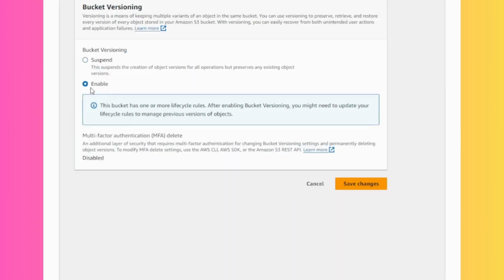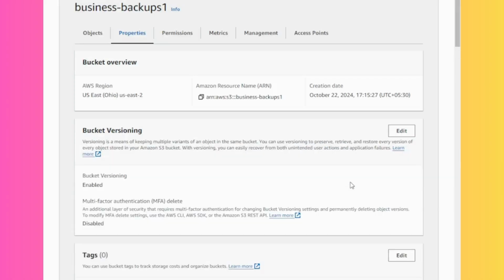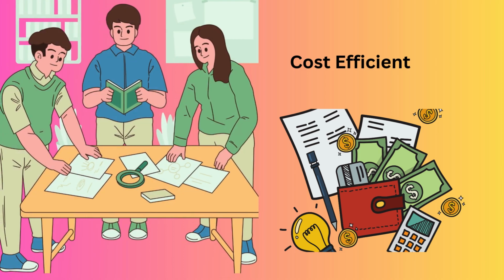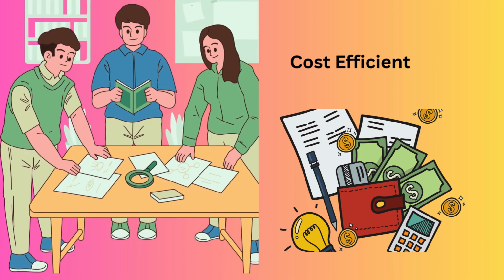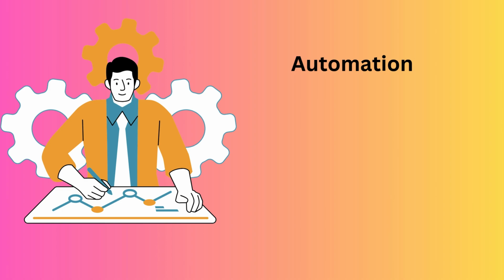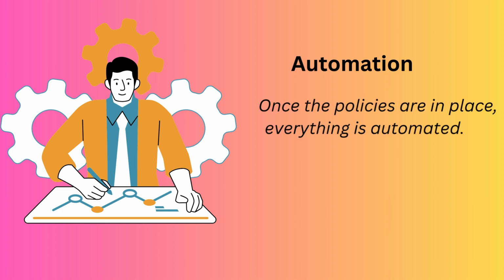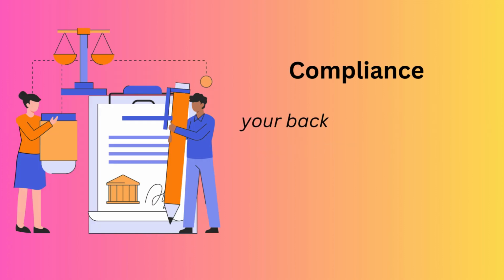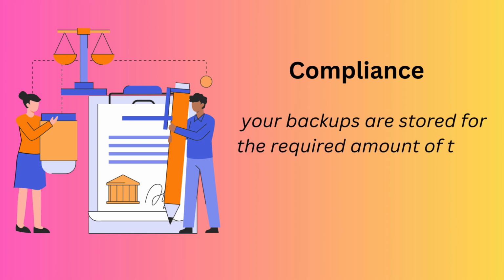So what are the use cases for businesses, and why is this useful? The first one is cost efficiency. By using lifecycle policies, businesses can reduce cost by automatically moving data to cheaper storage classes like Glacier for long-term archiving. The second one is automation. The best part is once the policies are in place, everything is automated, no manual intervention is needed. And the third one is compliance. You can ensure your backups are stored for the required amount of time without overpaying for storage.